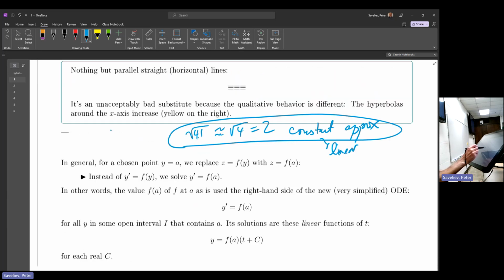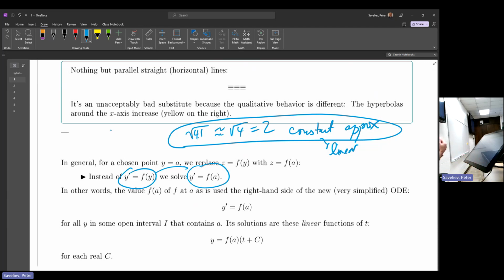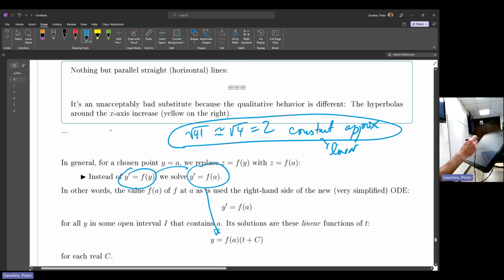This is a differential equation that we start with; this one is replaced with that one. So one single value, look at it, f of y on the left, f of a on the right. One single value of y is plugged in, and then the right-hand side becomes constant, and once it's constant, its solution is written very easily, right? So it's a bunch of linear functions.